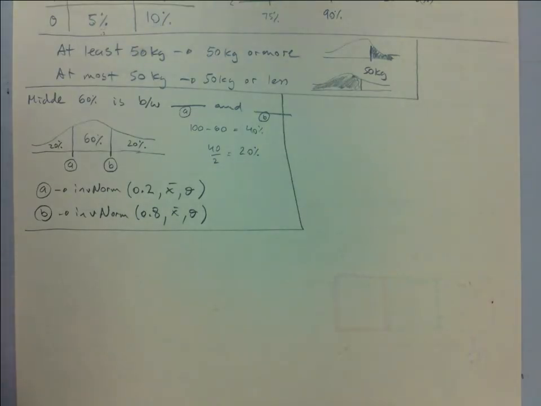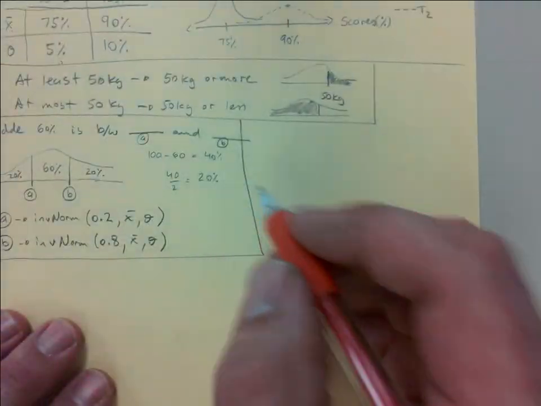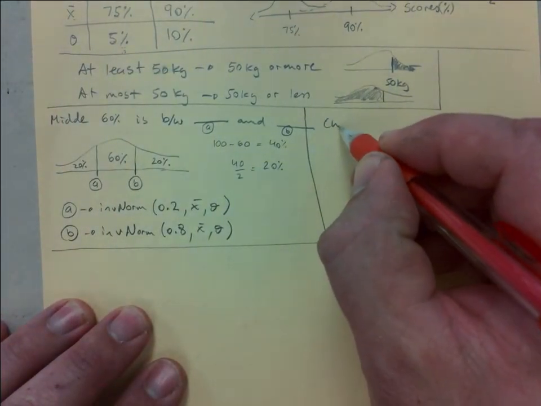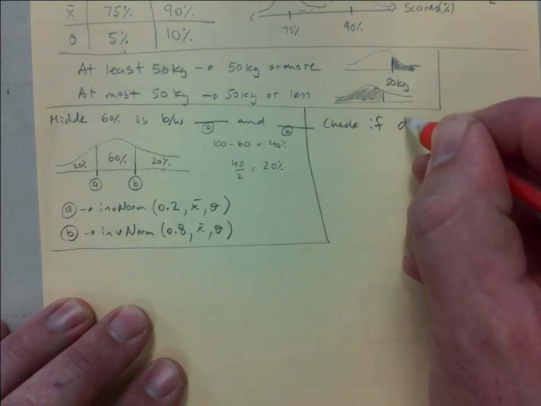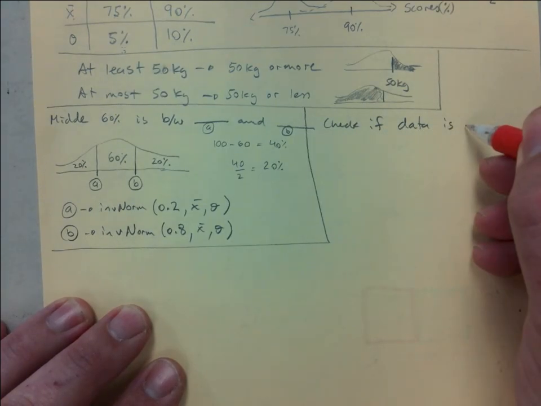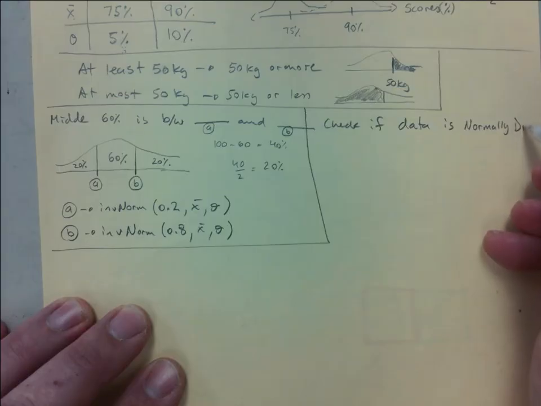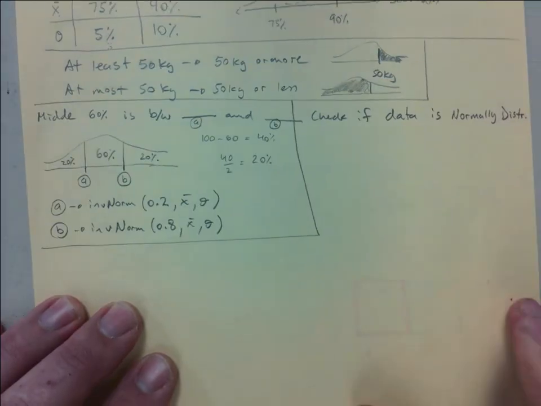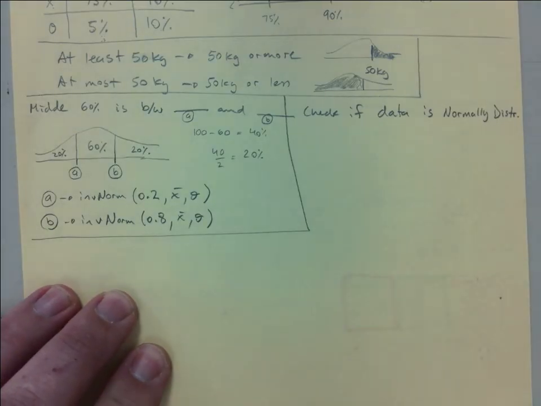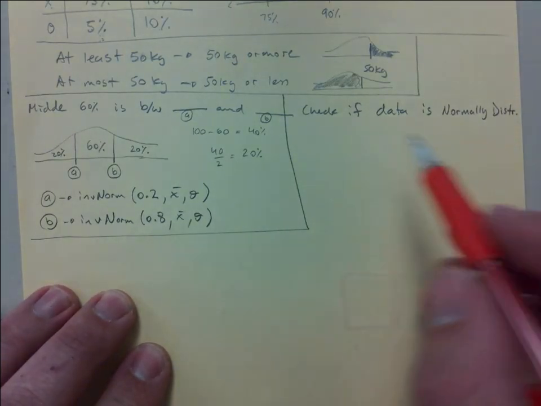Okay, so somewhere in the 50s, I think we did the check if data is normally distributed. No, gotta go back a few pages. Yeah, so page 44. Check if data is normally distributed. Okay? Check if data is normally distributed.